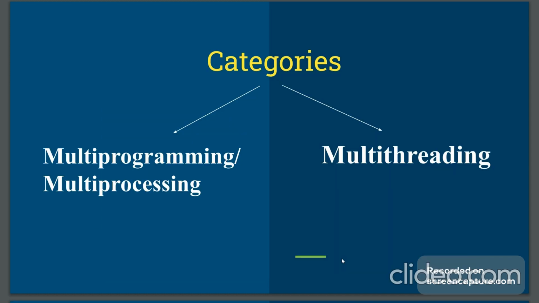Now, this multitasking, meaning performing multiple tasks at the same time, has two categories. The first one is known as multiprogramming, meaning multiprocessing, and the second one is known as multithreading. Now we will see.